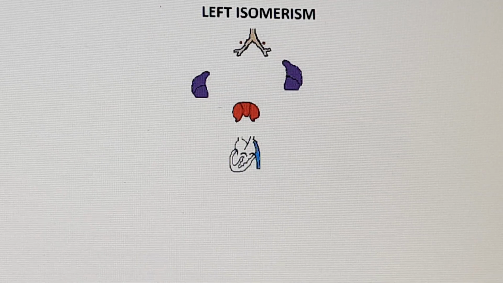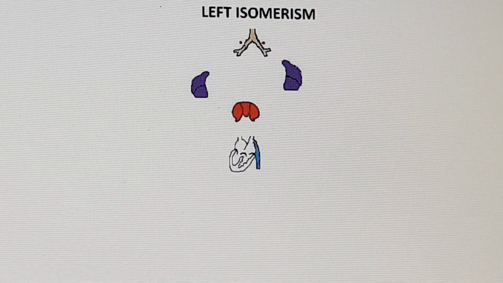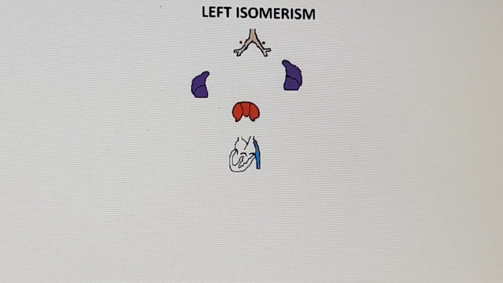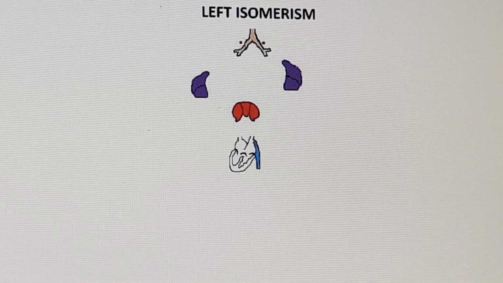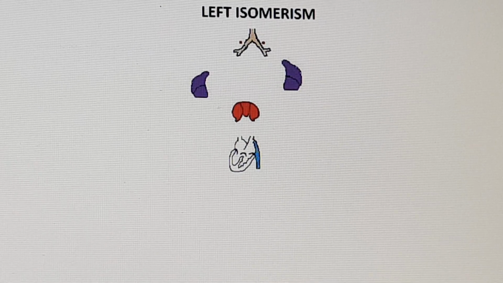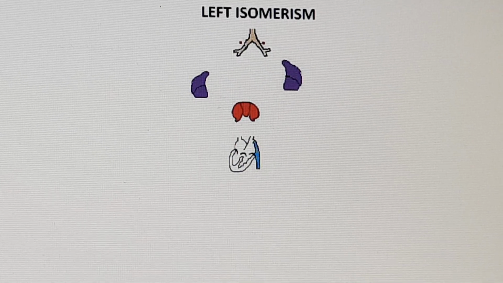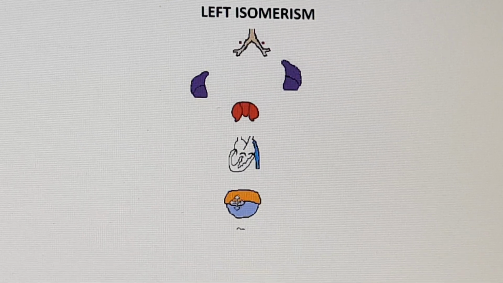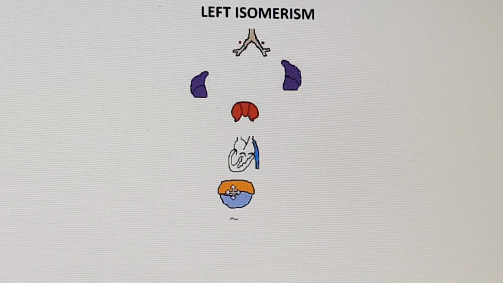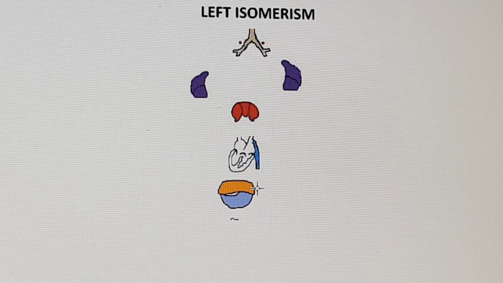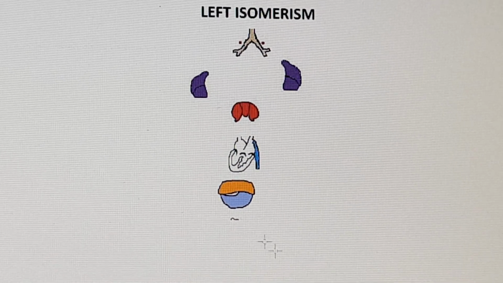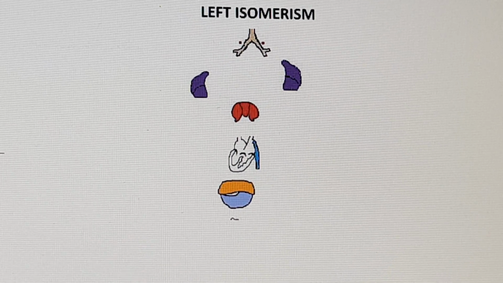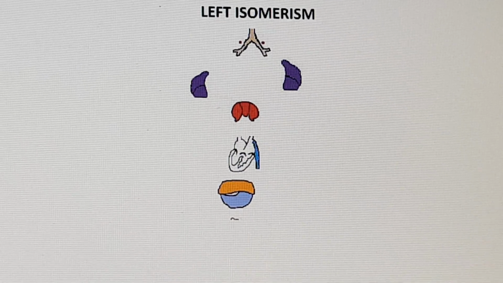The liver, instead of being right sided, will actually be in the center. So I am going to bring the liver now. So that is the picture of the liver. Now the liver would be central, and that is the stomach. The stomach would also be central. Now that is the abdominal visceral abnormality.